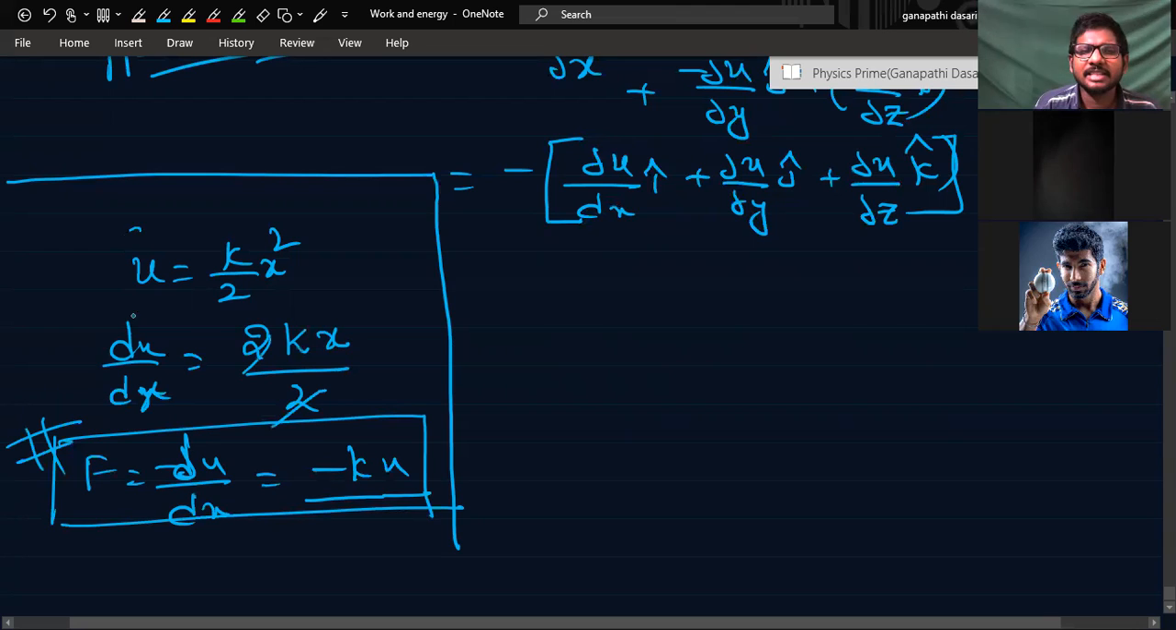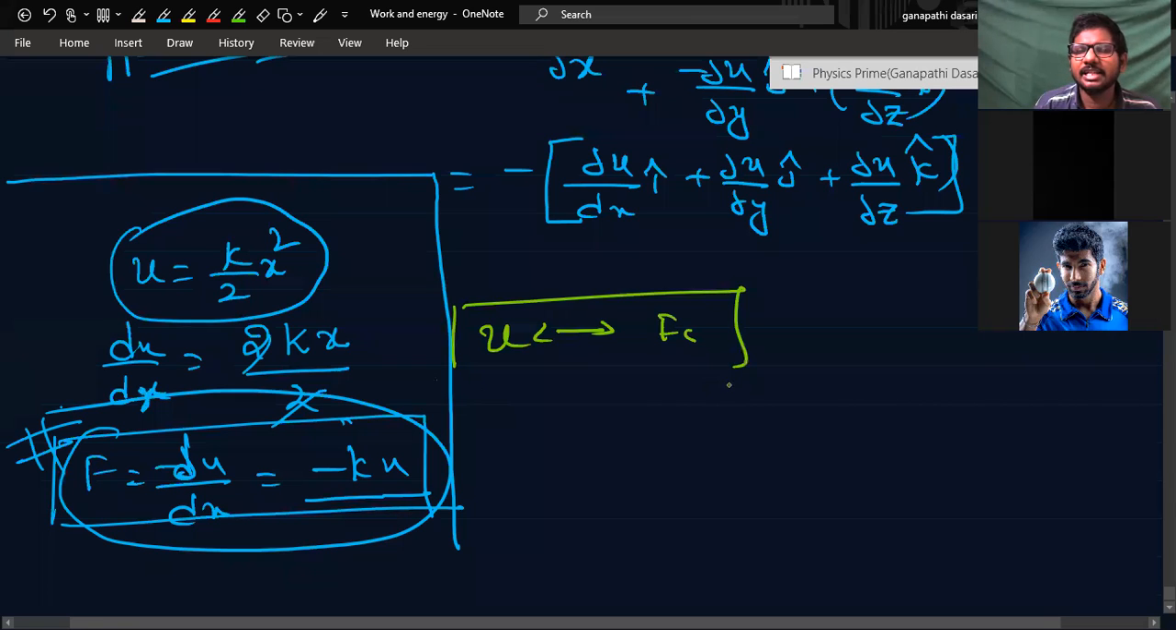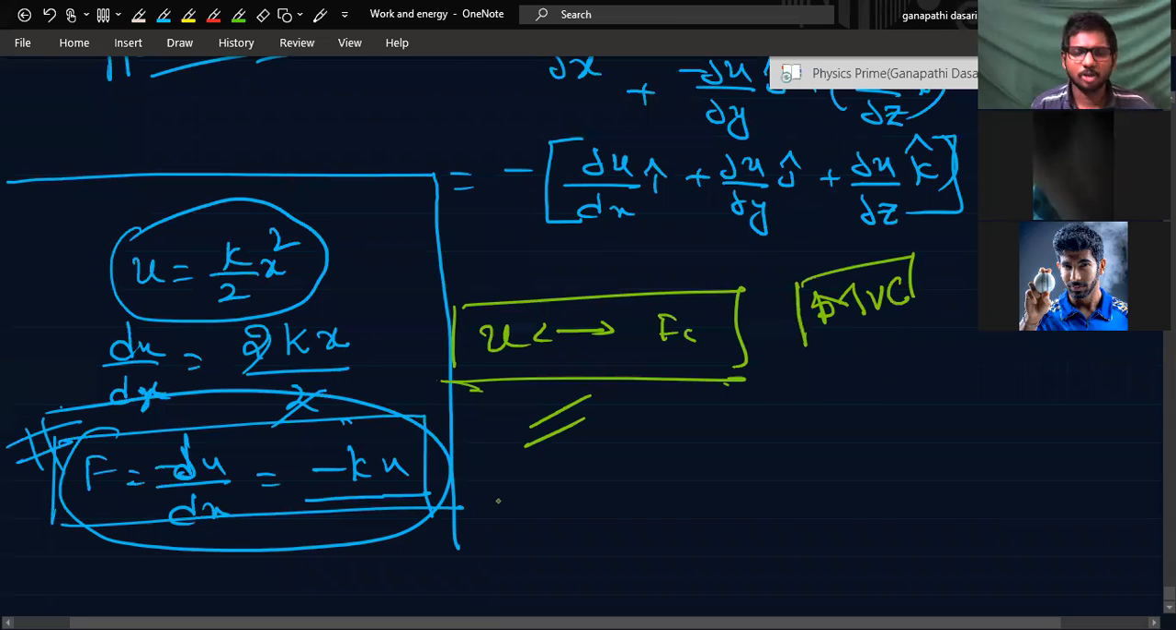If you know the potential energy equation, then you can get the force equation. This is the relation between potential energy and conservative force. This is a very important result, one of the most valuable concepts in this topic.